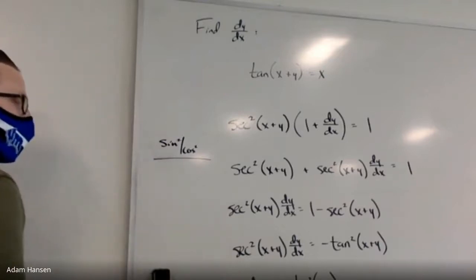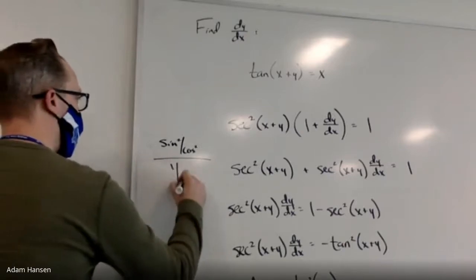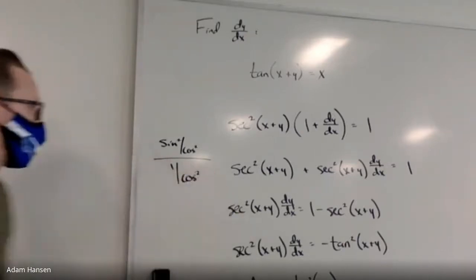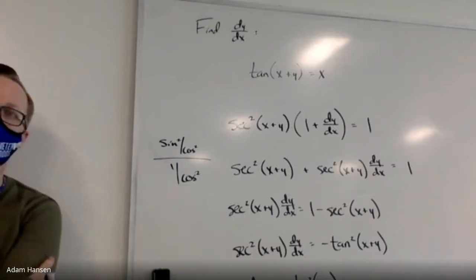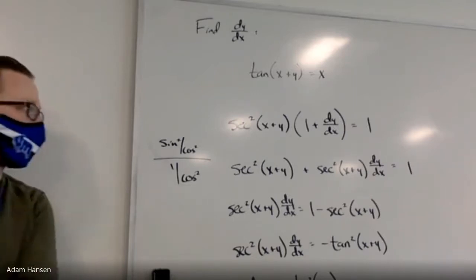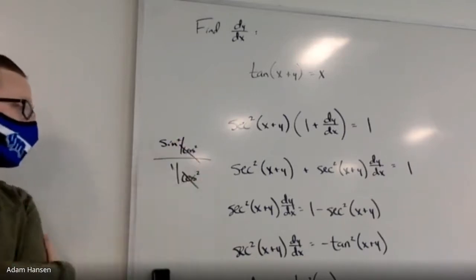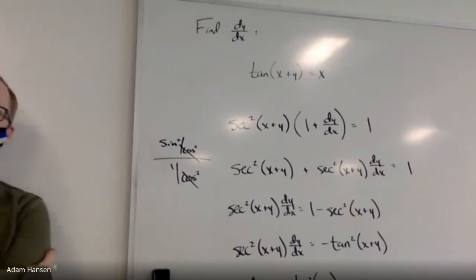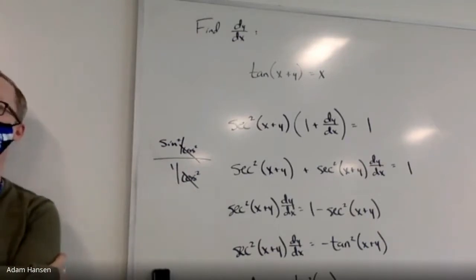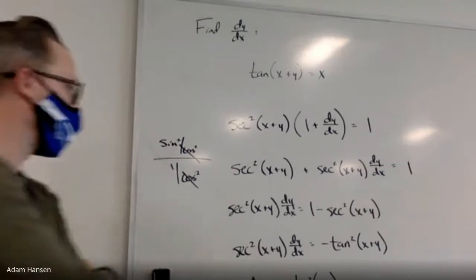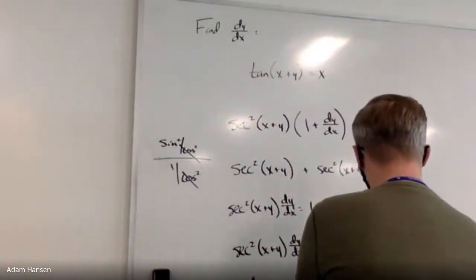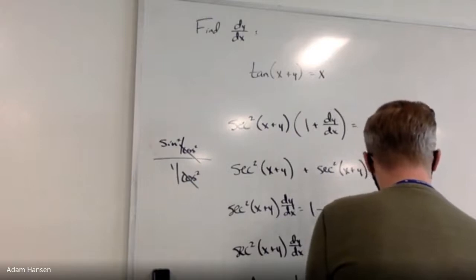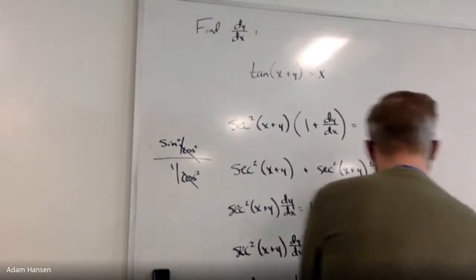What's secant squared as a reciprocal in terms of sines and cosines? So what would cancel out when I take tangent squared divided by secant squared? Tangent squared divided by secant squared is just sine squared because the cosines cancel out. So the final answer should be negative sine squared of quantity x plus y.